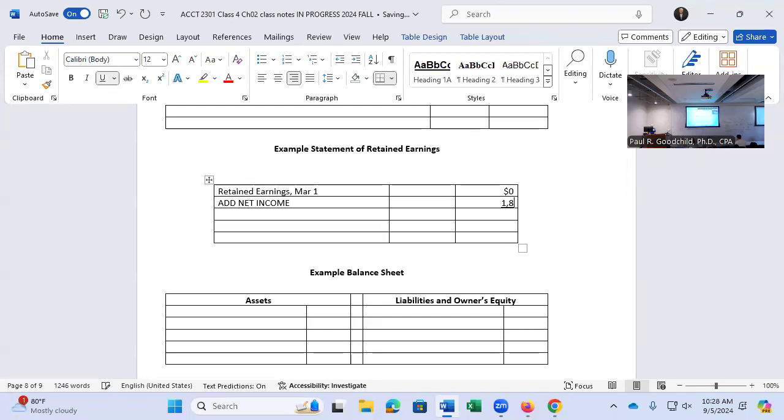which is 1,800. Now, if we had any other additions or transactions with stock, we would add those up as well. Generally speaking, in these basic questions, you might have dividends, but we didn't have any dividends. So here, we're just going to put in 0 and then retained earnings ending balance, March 31 is going to be equal to 1,800.